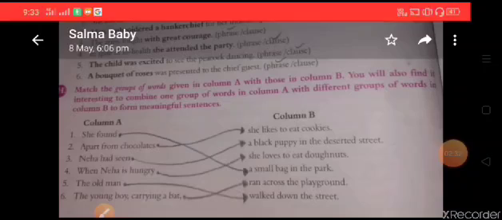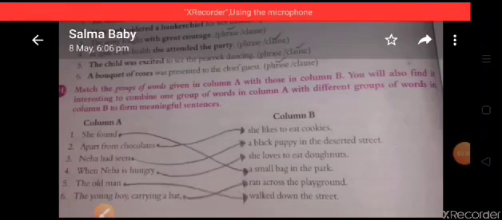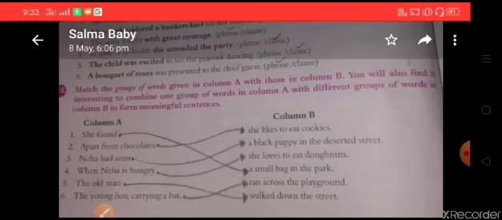In the next exercise, match the group of words given in column A with those in column B. You will also find it interesting to combine one group of words in column A with different groups of words in column B to form meaningful sentences. So here we have to match. She found a small bag in the park.